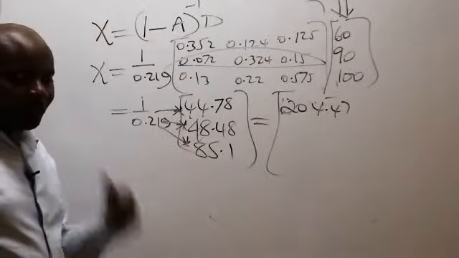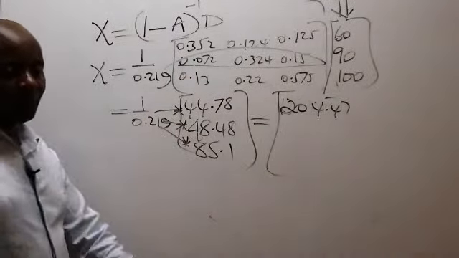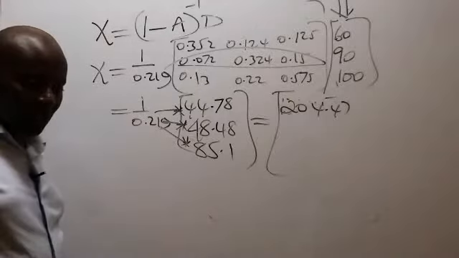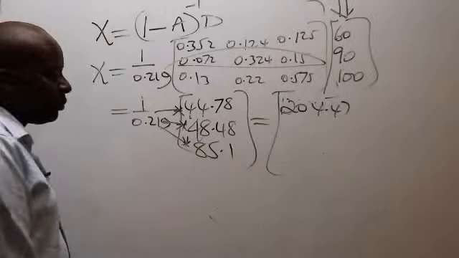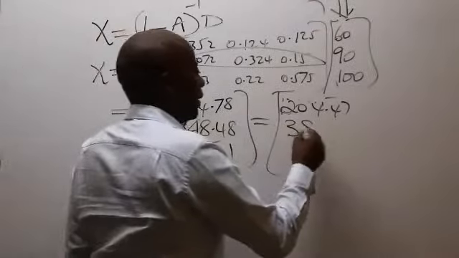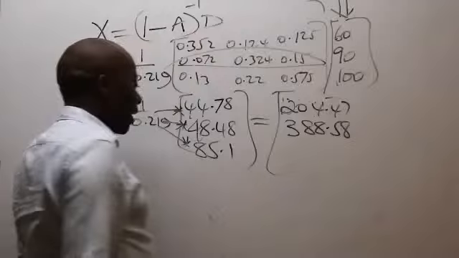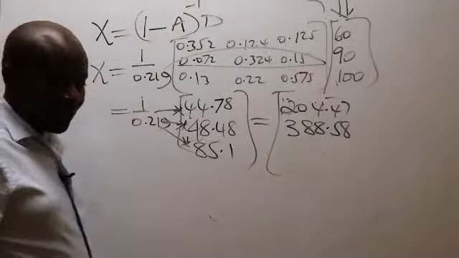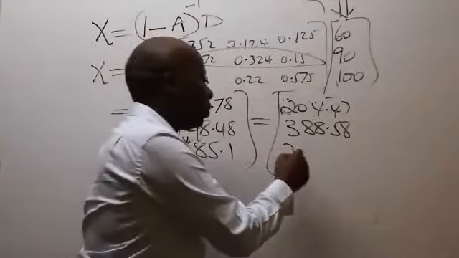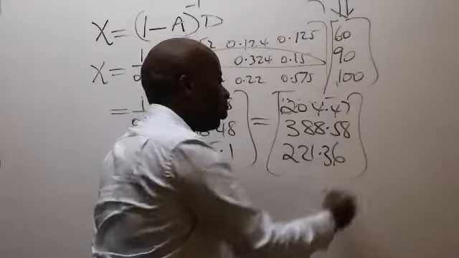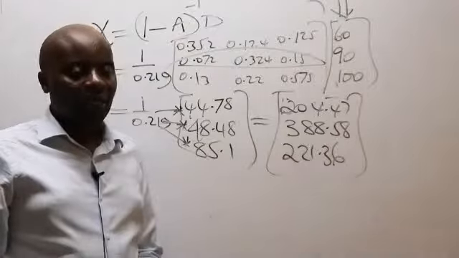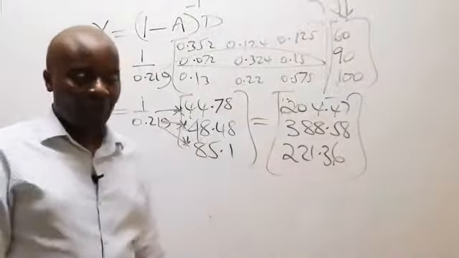The second one is this divided by this times this. Please give me a figure. So we have 388.58. And then the last one is this divided by this times that. 221.36. And that is the answer. That is the final answer.